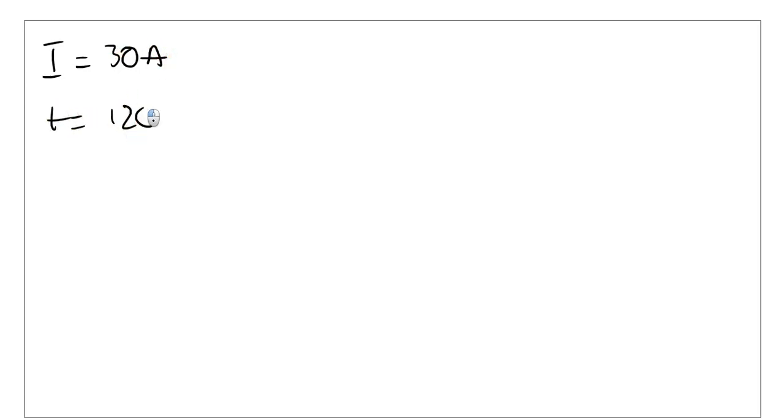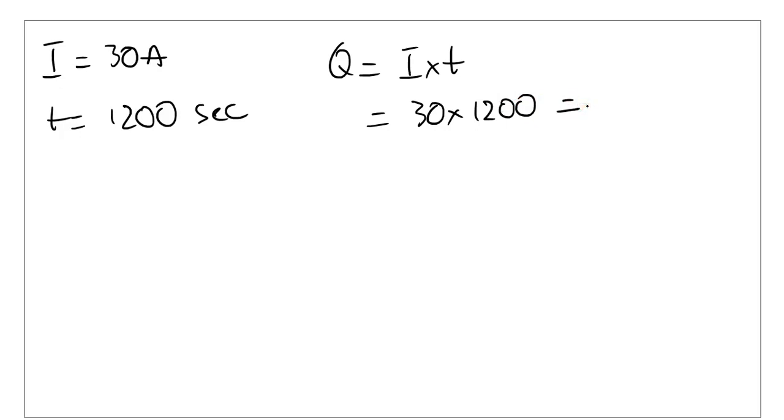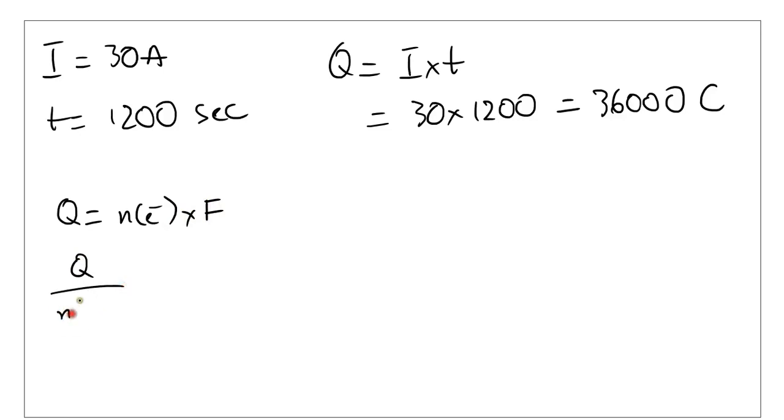Time is 1,200 seconds. So we're going to go with Q. You can find the charge. Q is going to equal I times t, which is 30 times 1,200. So we're looking at 36,000 coulombs. And if you use Faraday's laws, Q is n of electrons times F, or you can say that Q over n of electrons is 96,500 coulombs on 1 mole of electrons.